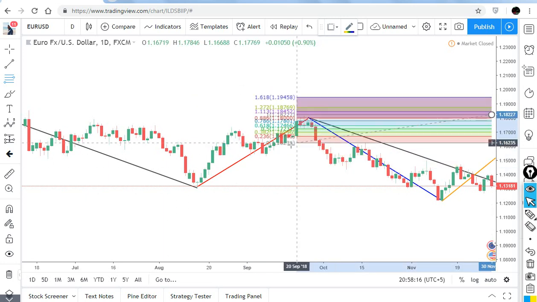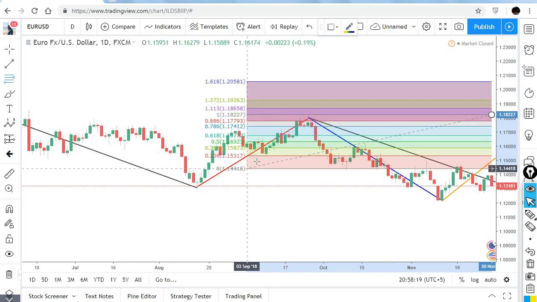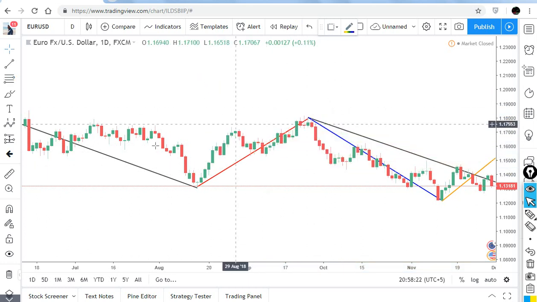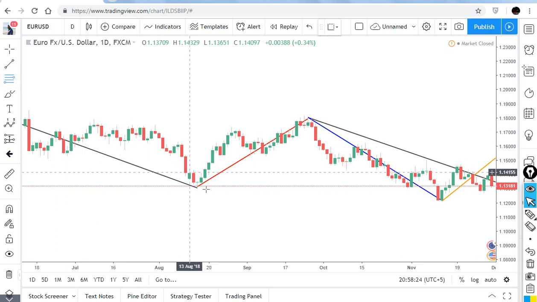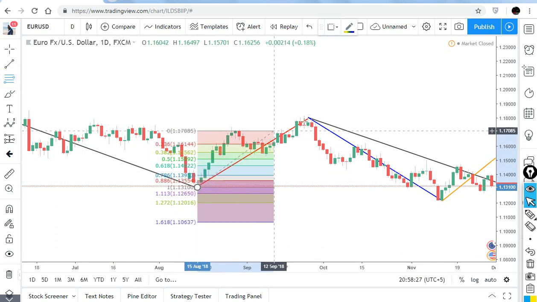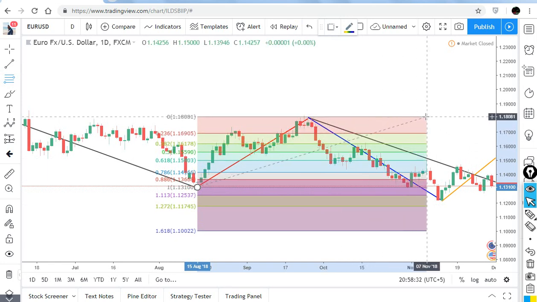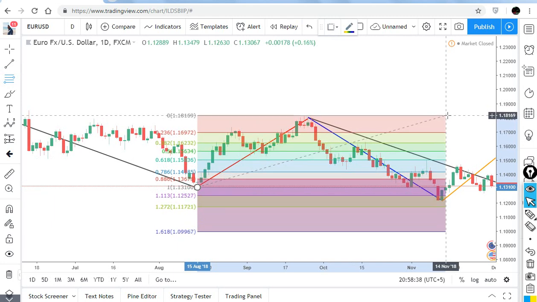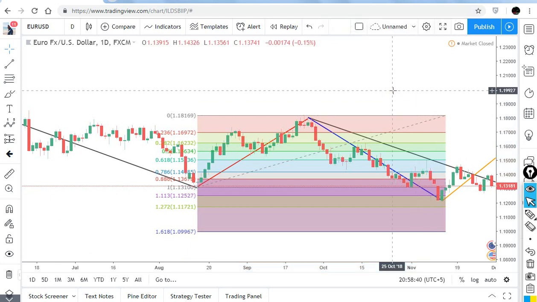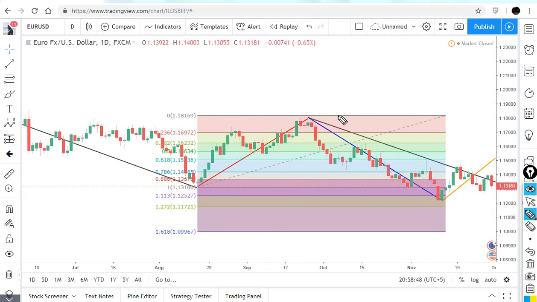My mouse is not working. Okay, now from down to up, like this, right? From down to up like this, you see that we have this part. We are here, right? Now we are watching where will be our wave 1 end.